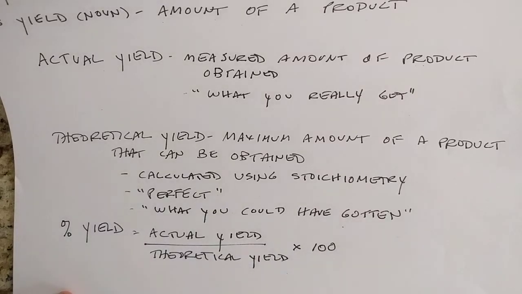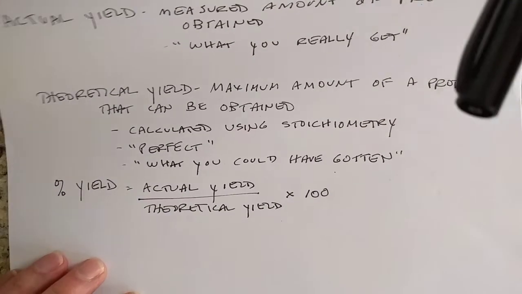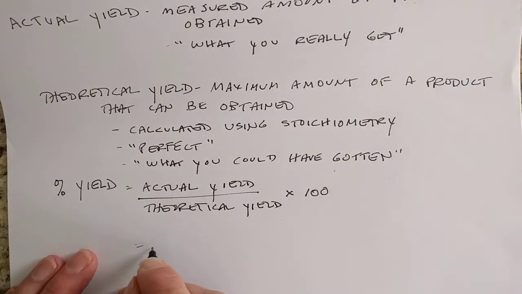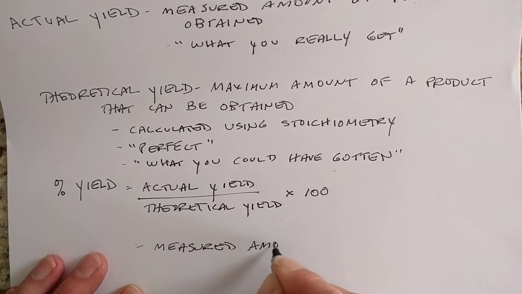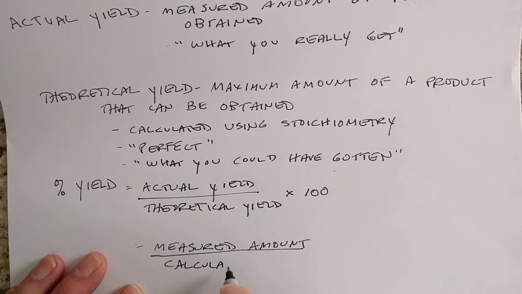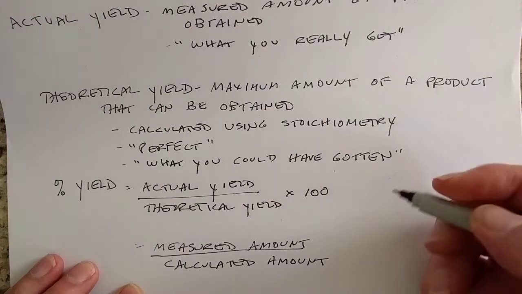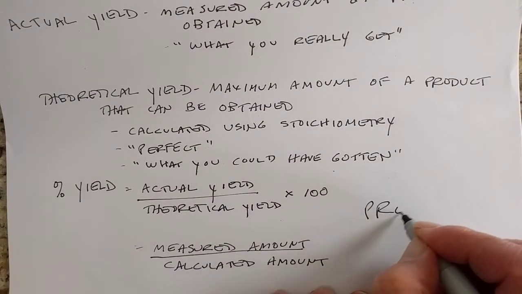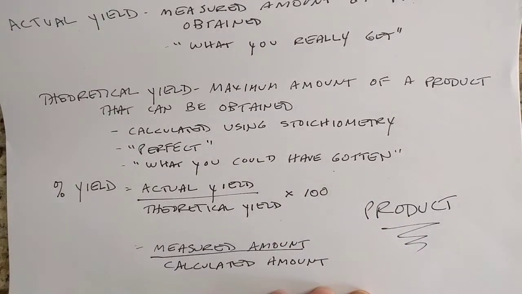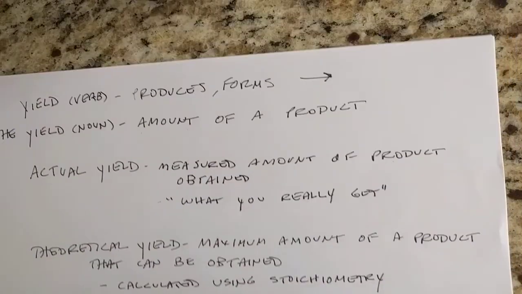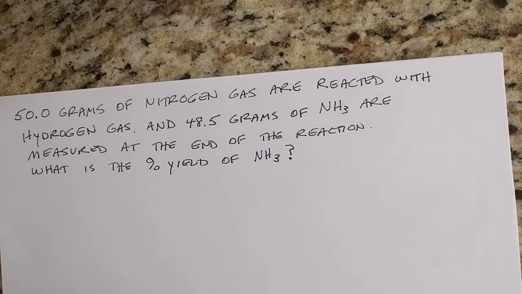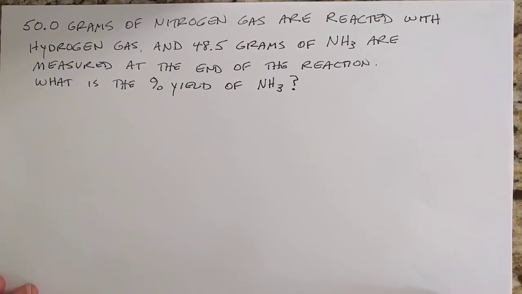times 100. So we could also look at that as the measured amount of product over the calculated. And for this calculation, remember, this is for a product, not a reactant. This is for the products. All right, so let's do a problem where we can see how we can use this.